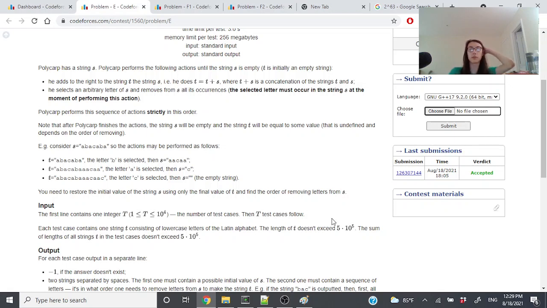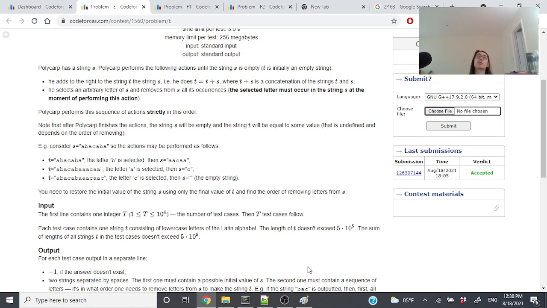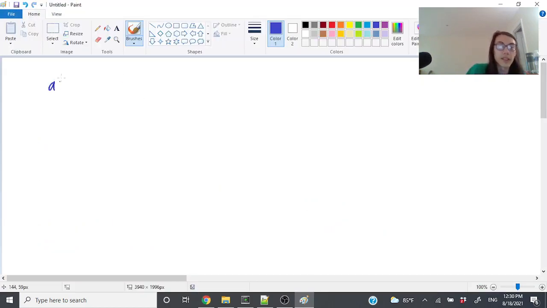Okay, right. This problem is a bit like a puzzle where you're given some information that's stored in a weird way, and you have to decode the initial string. So think about the way the process is going to work. In particular, consider an initial string like abacaba.